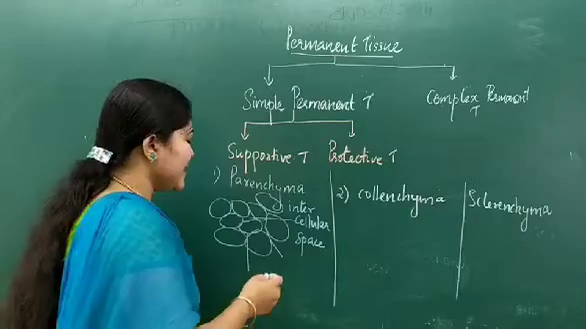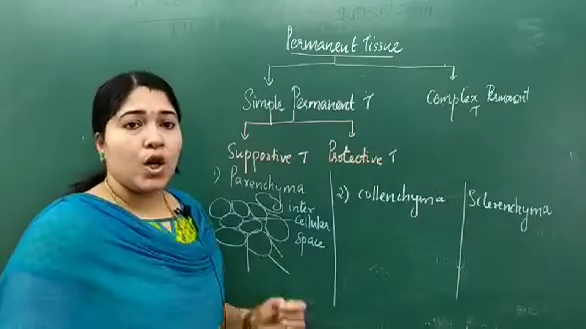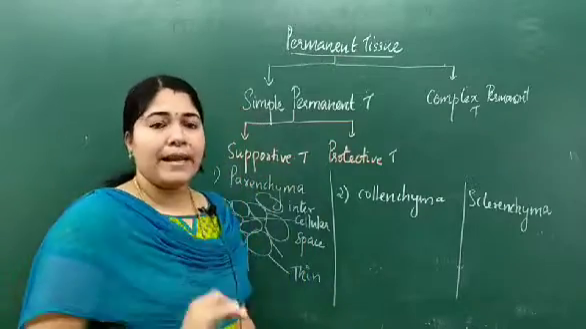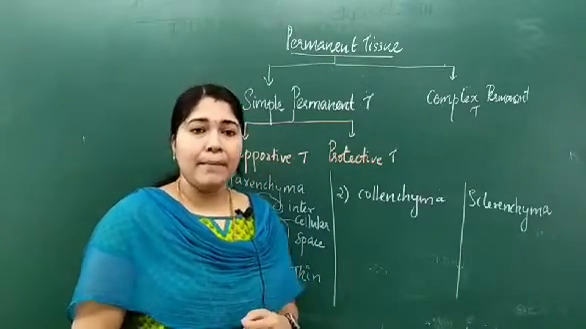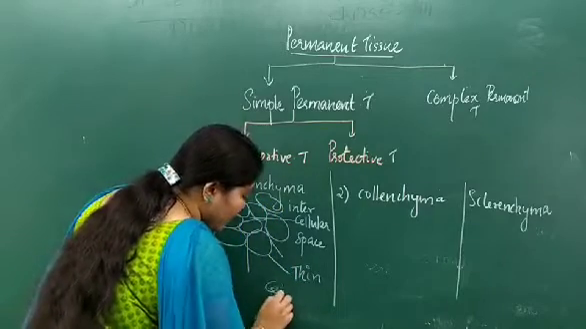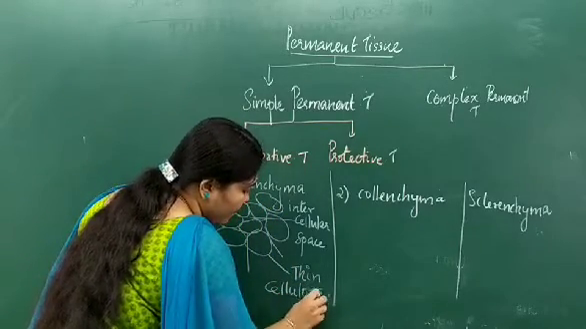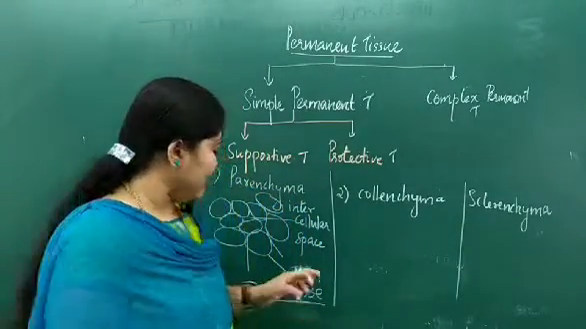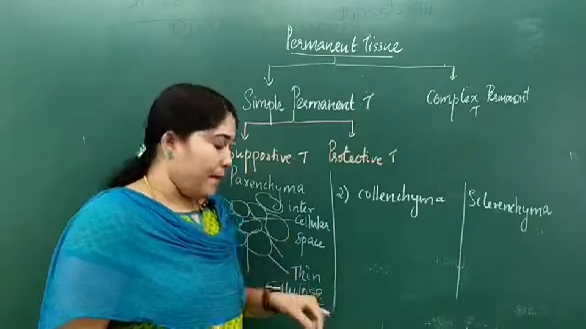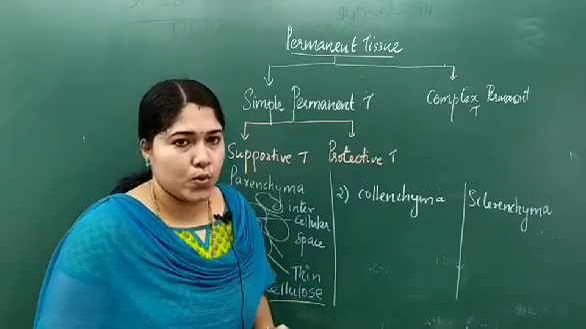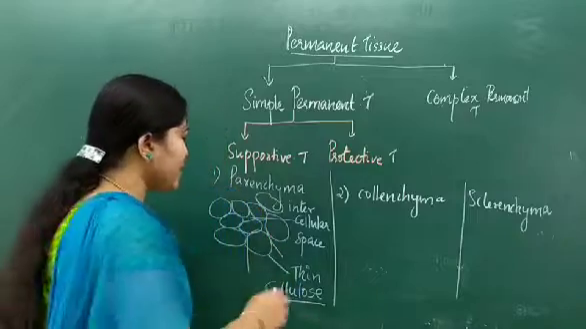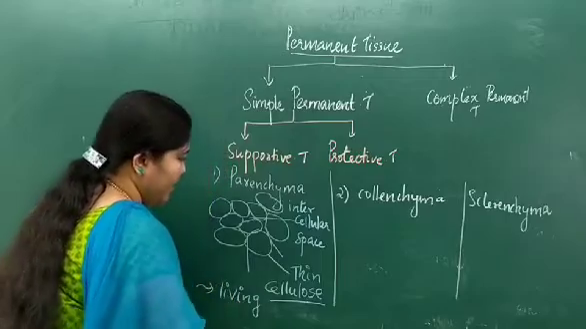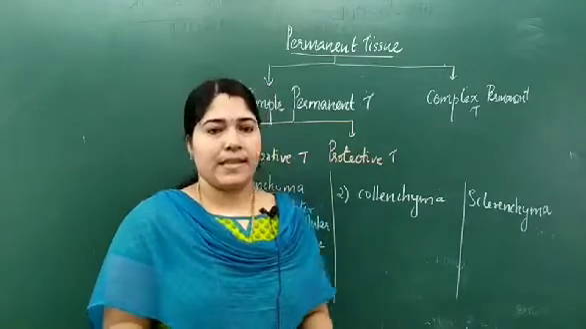Clear? As you can see, the wall is very thin. The cell wall of parenchyma cells is very thin, and it is made up of a compound called cellulose. So parenchyma cells have a very thin cell wall made up of cellulose. Clear, students? And these parenchyma cells are living. Parenchyma cells are living cells.